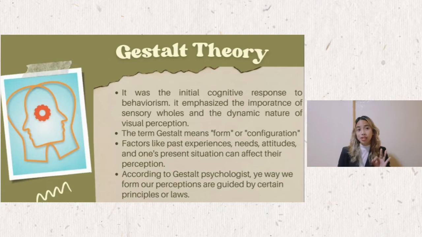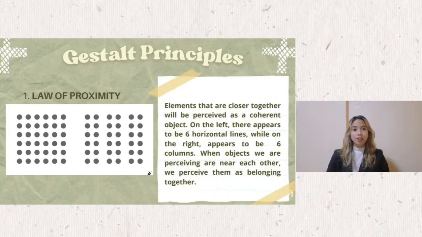There are 6 Gestalt principles. The first Gestalt principle is the law of proximity. Elements that are closer together will be perceived as coherent objects. As you can see in the picture, on the left, there are 6 horizontal lines, while on the right, there are 6 columns. When objects we are perceiving are near each other, we perceive them as belonging together.